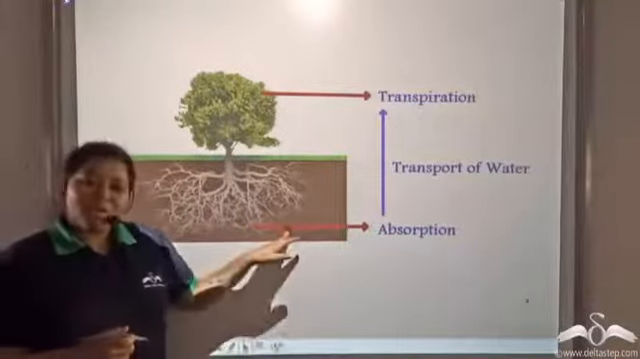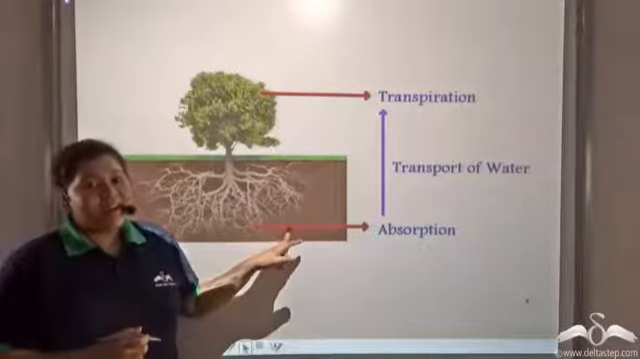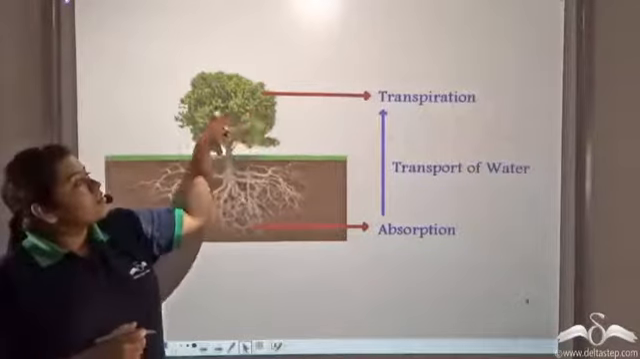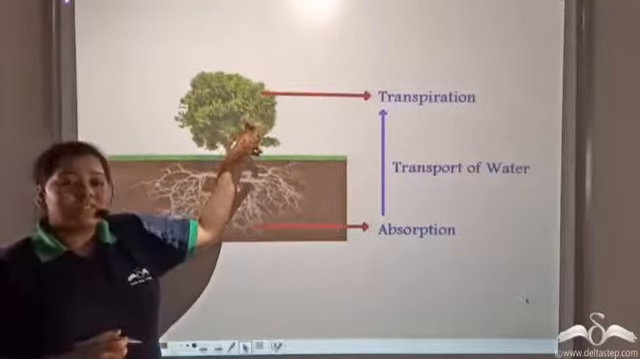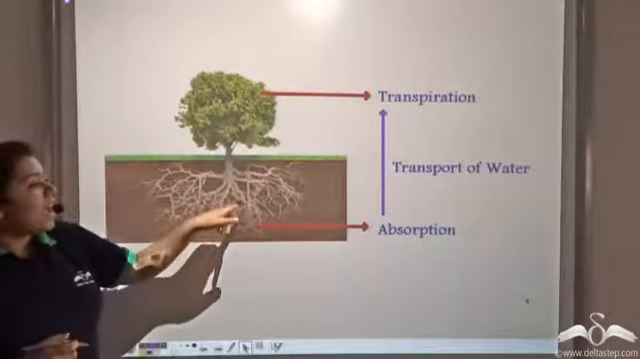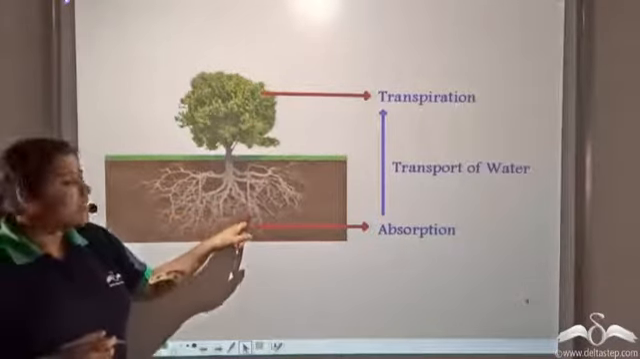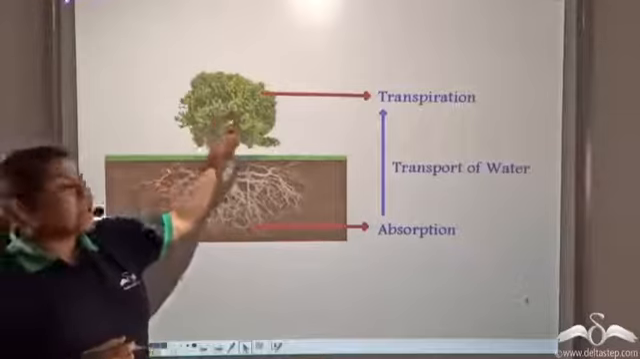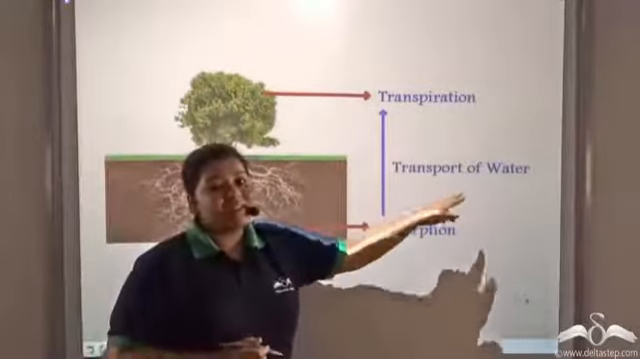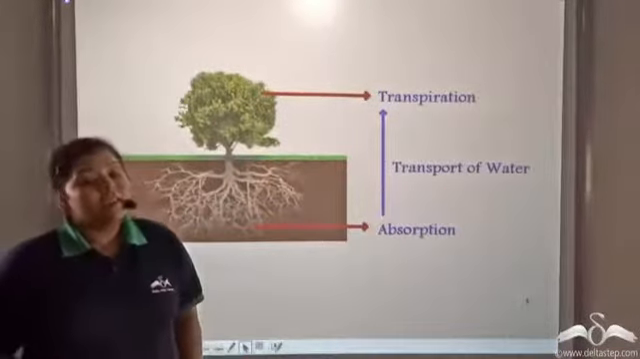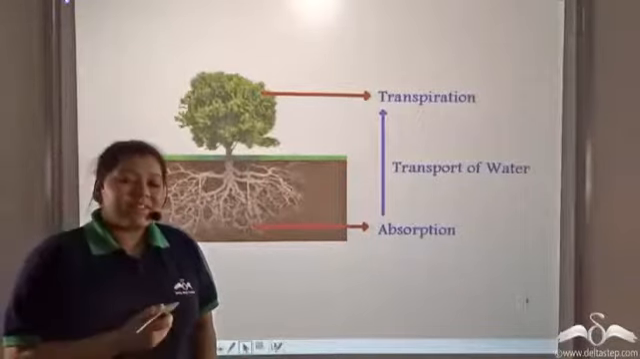Roots absorb water from the soil and water is lost from the leaves through transpiration. So this water has to move up from the roots to the leaves, which is called the transport of water. Now, how is water transported? We'll see very shortly.